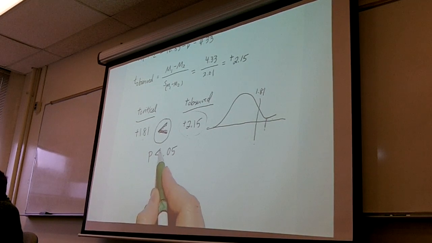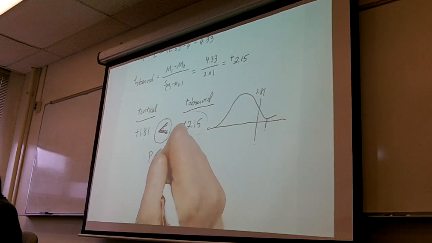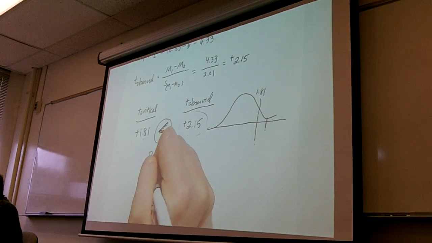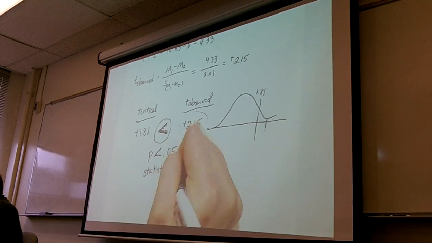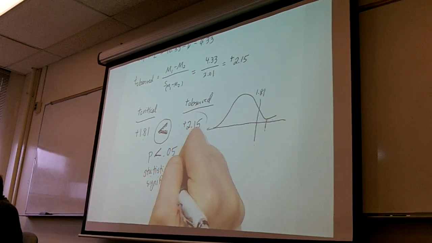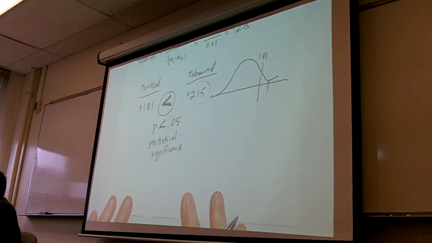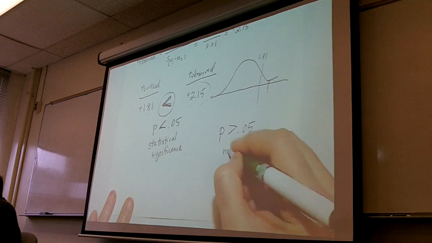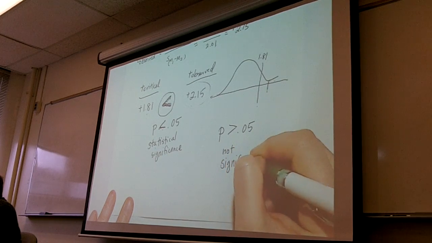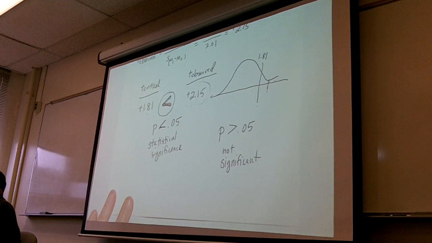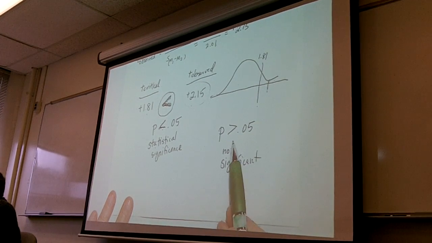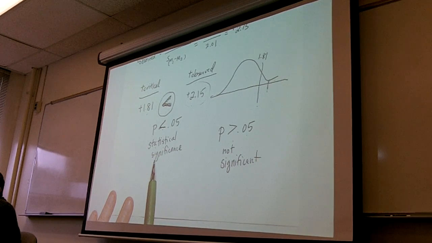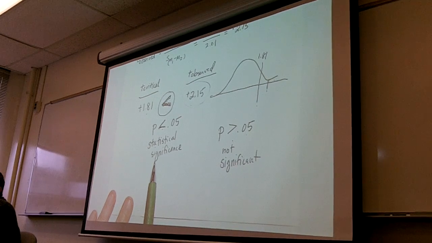Okay, you're going to need to know which way this is supposed to go. When this symbol is going this way, when P is less than whatever alpha was, this is statistical significance. That means you have statistical significance. If P is greater than 0.05, not significant. So if we retain the null hypothesis, P is greater than 0.05. If we reject the null hypothesis, P is less than 0.05.